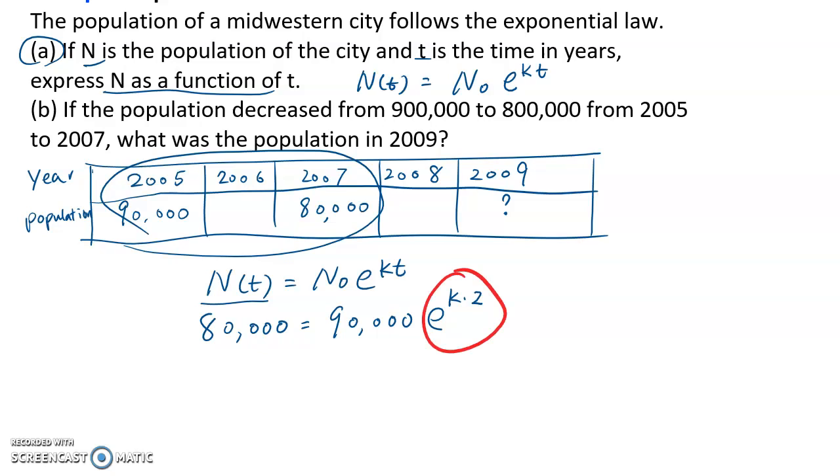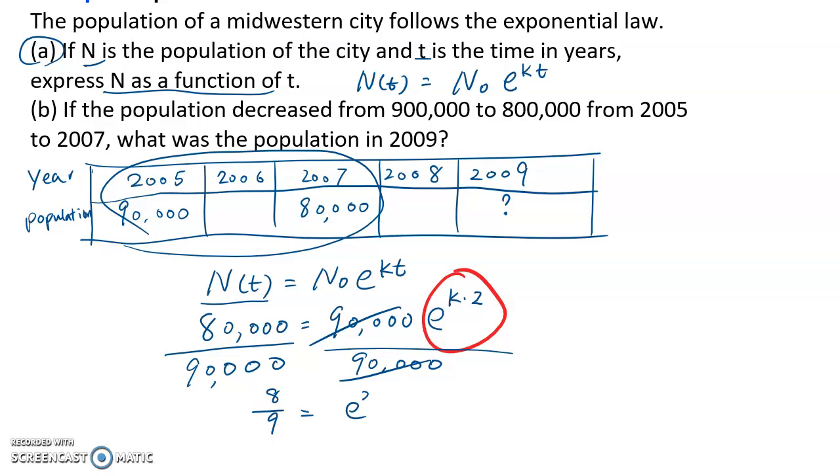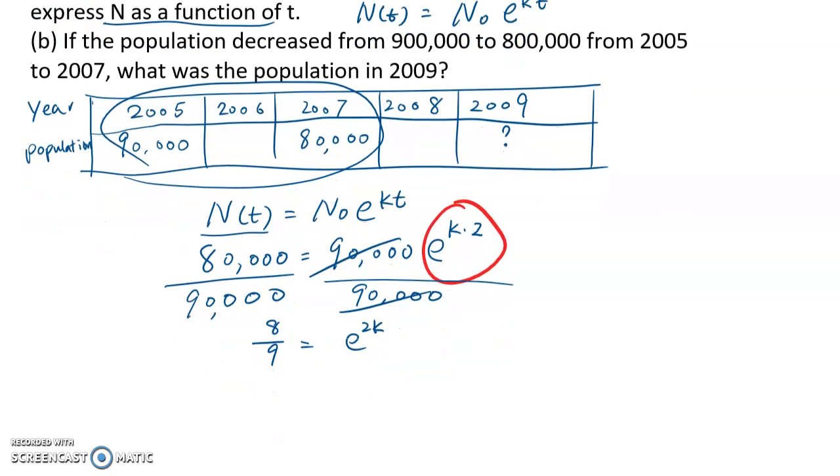So first I will isolate the e to the 2k part. So I'm going to divide both sides by 90,000. So on the right side it's gone. On the left side I'm going to simplify it as 8 over 9. So e to the 2k is 8 over 9.